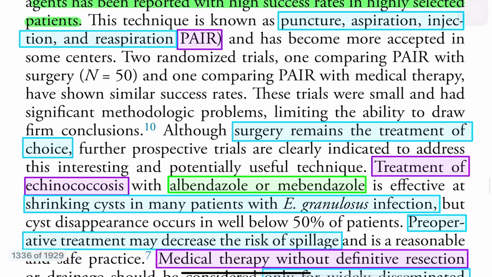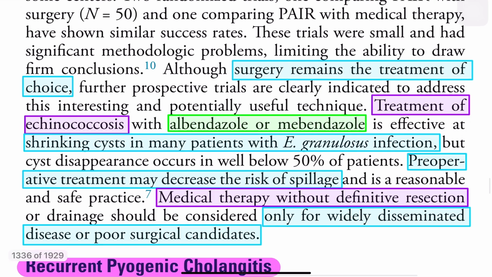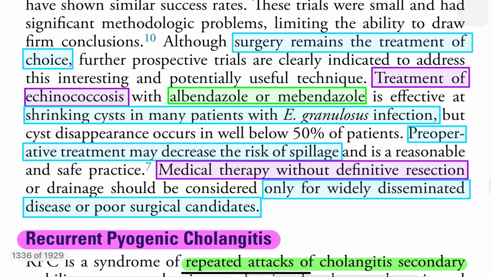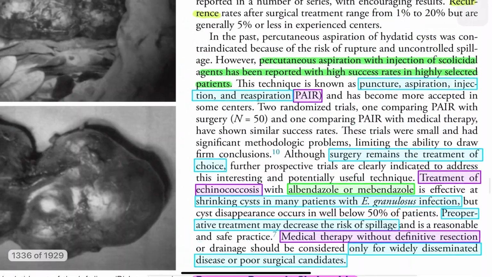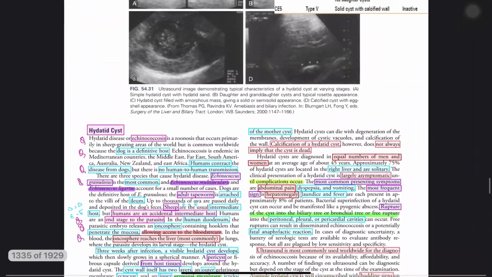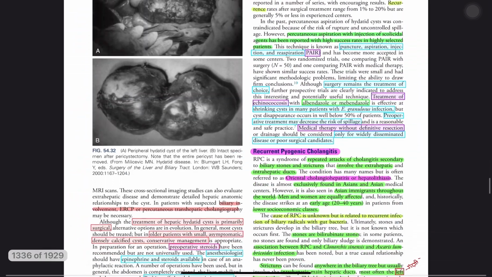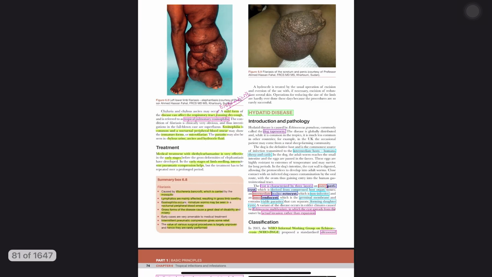Surgery remains the treatment of choice, already told. Treatment of echinococcosis is with albendazole or mebendazole, shrinking the cyst in many patients with Echinococcus granulosus infection. Preoperative treatment may decrease the risk of spillage. Medical therapy without definitive resection or drainage should be considered only for widely disseminated disease or poor surgical candidates. So this much was from Sabiston. Let's see what Bailey has given.